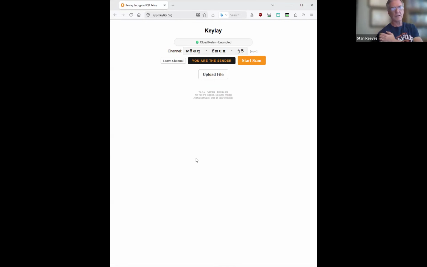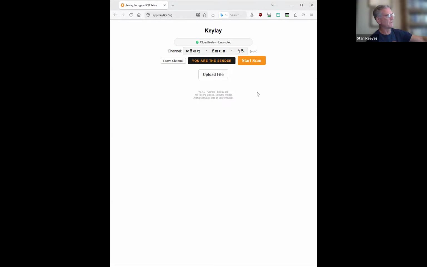Okay, so now it detected that another party has joined the session. Now we have two parties in the session. Currently, Keylay limits it to two parties, so no one else can join, and no one else can take over the channel, to prevent a DOS attack. Also, you'll notice that on the sender side, it says you are the sender.